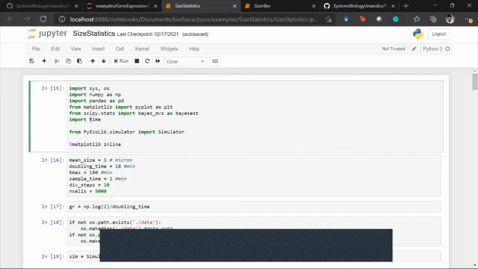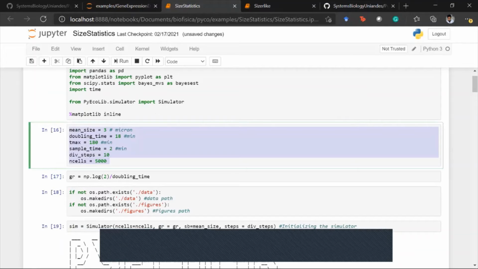Time, the chronometer that measures the time that the script needs to run. And finally, we import the PyEcoLib: from PyEcoLib.simulator import simulator.